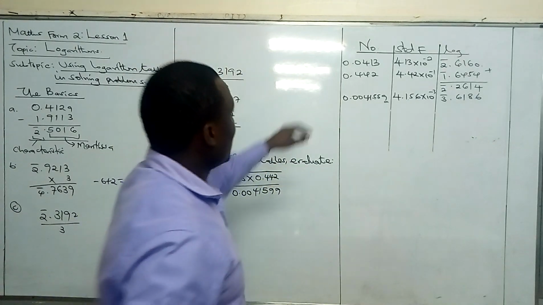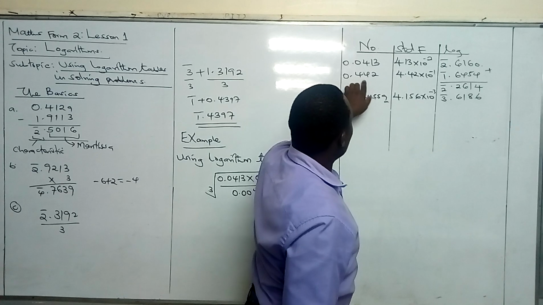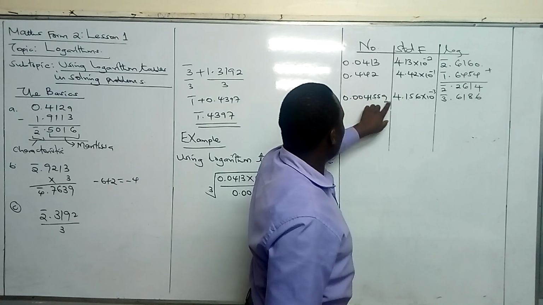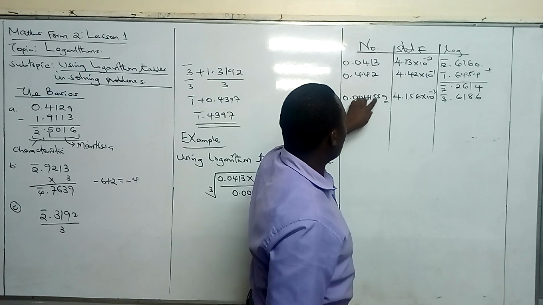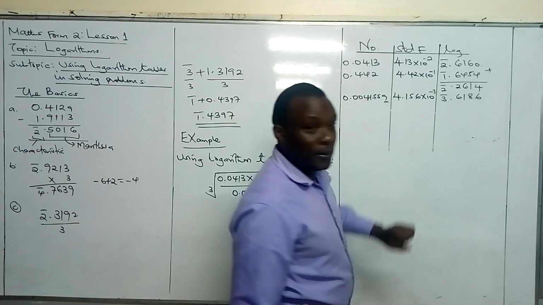6186. So here we have 4 points. This one is very correct. We moved 1 step, it is very correct. We have moved 3 steps. So when you round off, it becomes 4.156. So steps made is 3.